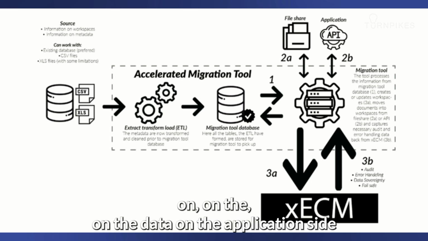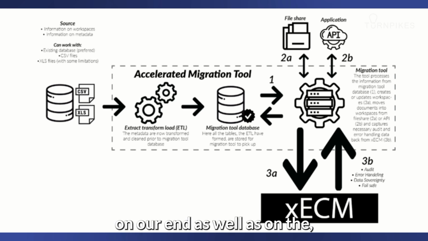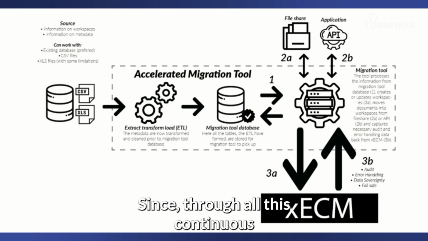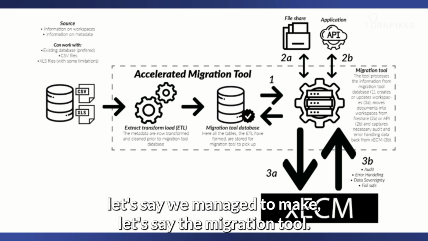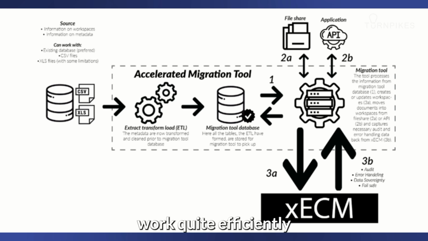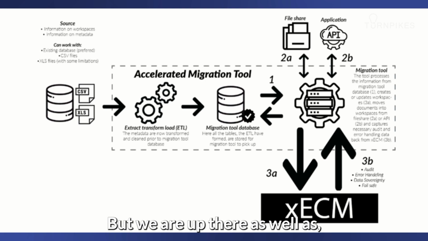What happens is that the bottlenecks are mostly on the application side, where we pick the documents, and not so much on our end, as well as on the extended ECM side. Through all these continuous feedbacks and improvements, we managed to make the migration work quite efficiently, and optimize it. We've reached close to migrating more than 1 million documents per day. That's with a lot of improvements, but we are up there with the numbers.